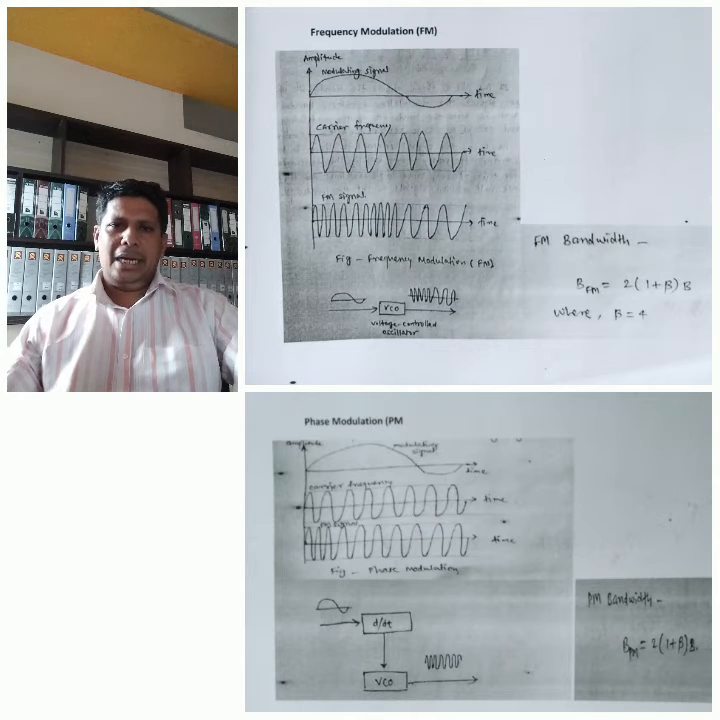Okay, again I repeat, in FM modulation, the frequency of the carrier signal is modulated. Modulated means what? That modulating signal frequency is converted into modulated signals.